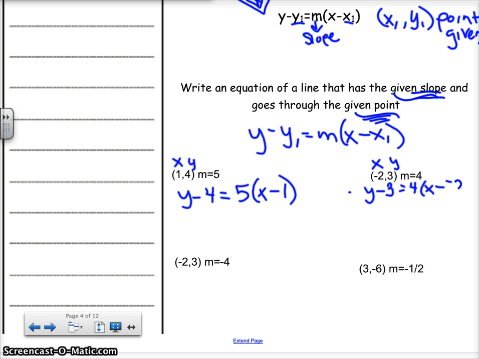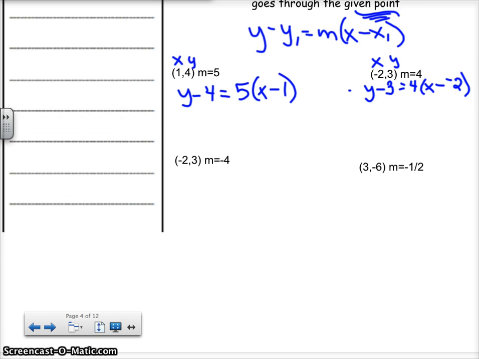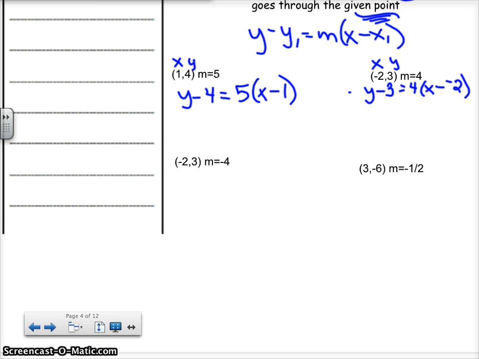Positive. So I'm just going to show that though. x minus a negative, just so you can see it. And then you'll never see it like this. You can't keep it like that. You need to rewrite it as y minus 3 is equal to 4 times x plus 2.